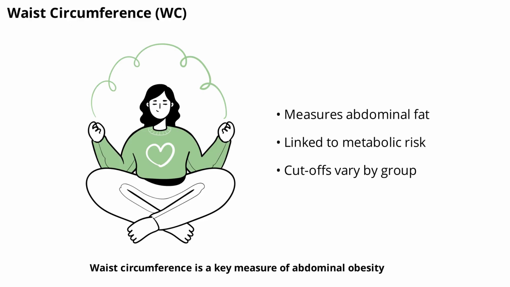Waist circumference is a key measure of abdominal obesity, which is closely linked to metabolic risk. Unlike BMI, WC specifically reflects visceral fat, the type of fat associated with higher risk for type 2 diabetes and heart disease.